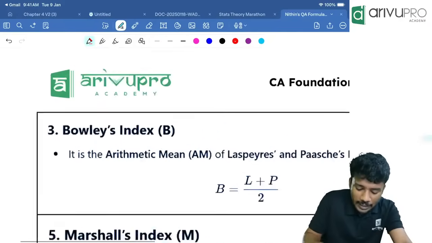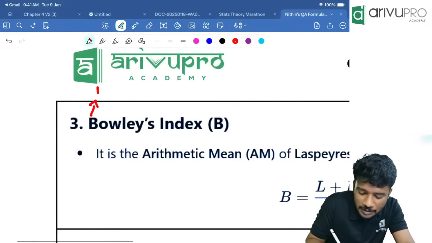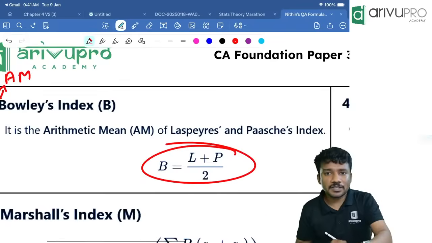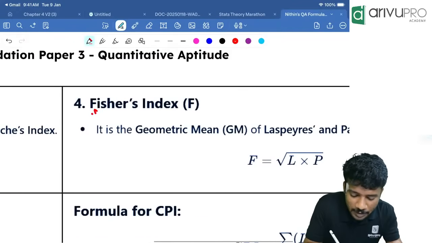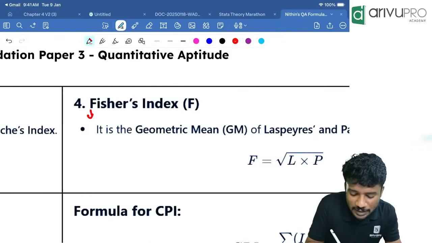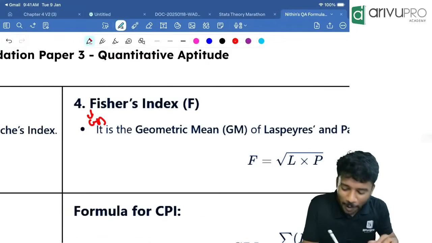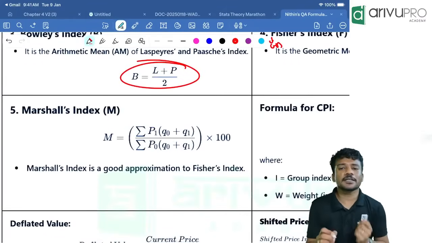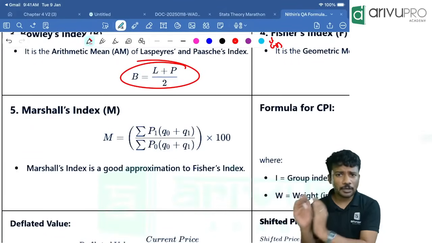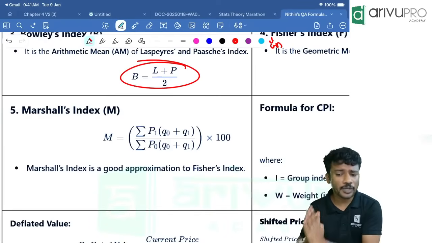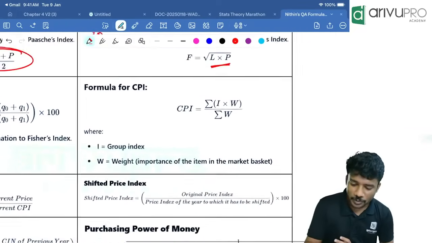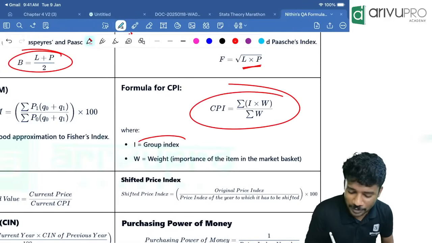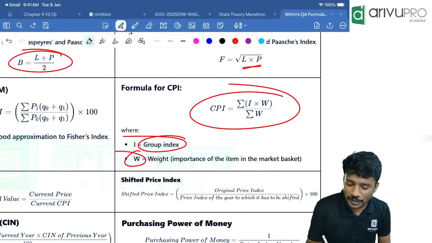Next one, Bowley index number, people. Bowley index number is nothing but the arithmetic mean of Laspeyres and Paasche. Then Fisher's index number: after F, what is there? The G is there. So it is the geometric mean of Laspeyres and Paasche. And finally, Marshall index number is nothing but sigma P1 into (Q0 plus Q1) divided by sigma P0 into (Q0 plus Q1) into 100. Then CPI formula is nothing but sigma IW divided by sigma W, where I is the group index and W is the weight.